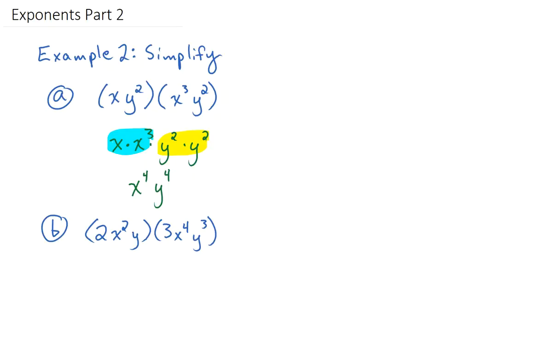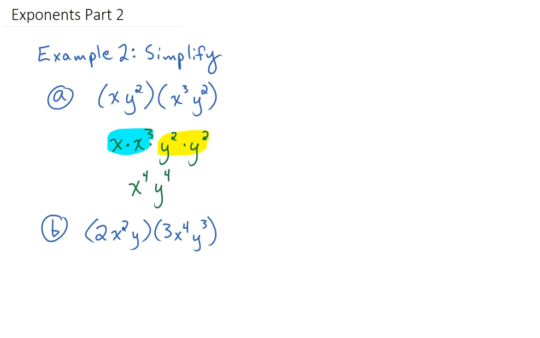Alright, so this is basically like A, except I threw in some numbers in front here. These numbers in front that aren't exponents, those are called coefficients. The numbers in front of variables are called coefficients. So now we have those. But remember, everything's just multiplying here, and we can reassociate similar things.